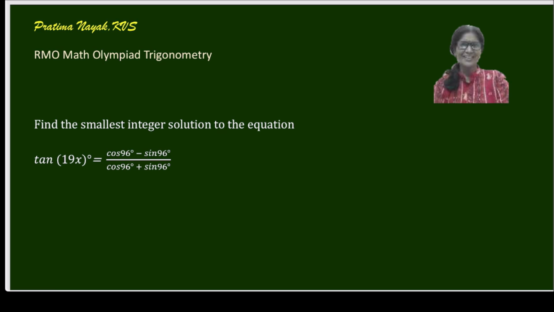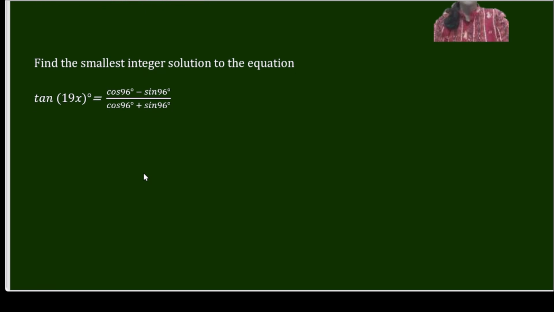So today's question is from a regional maths Olympiad. It is based on trigonometry. Find the smallest integer solution to the equation tan 19x degree equals cos 96 degree minus sin 96 degree over cos 96 degree plus sin 96 degree. So it seems to be an easy question.